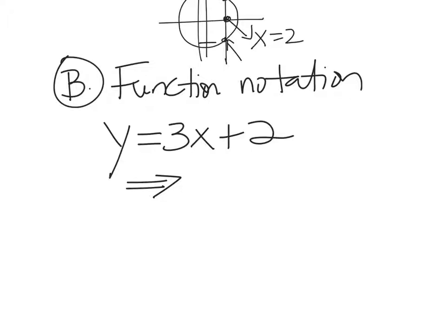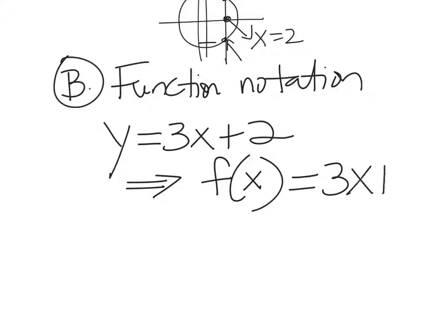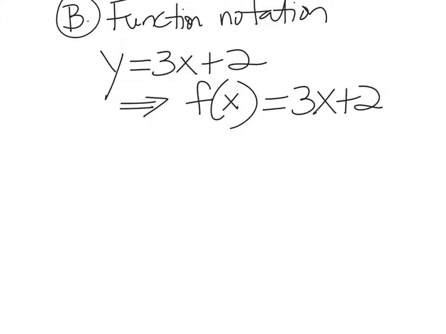And instead of y, we replace that with something called f of x. It's a little confusing at first, but y is just f of x. That's all it is. We replace it, and we write f of x equals 3x plus 2. It just means that instead of saying y equals, they're saying a function of x equals. So, okay, it's not too bad, though.